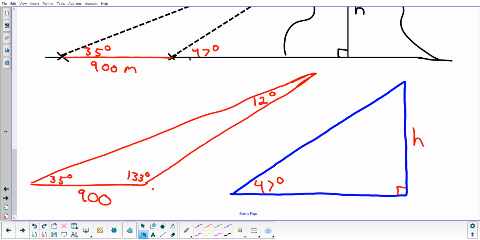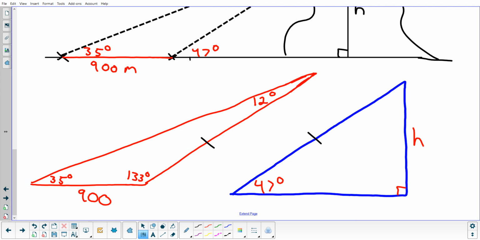Now, what in that red triangle do you think I want to find? I'm only missing two of the sides, so it's one of the two. But which one do you think I want? Yeah? The side all the way on the right, because we can know that it's the same side as the one on the left on the blue one. Yeah. Those two sides are the same side.